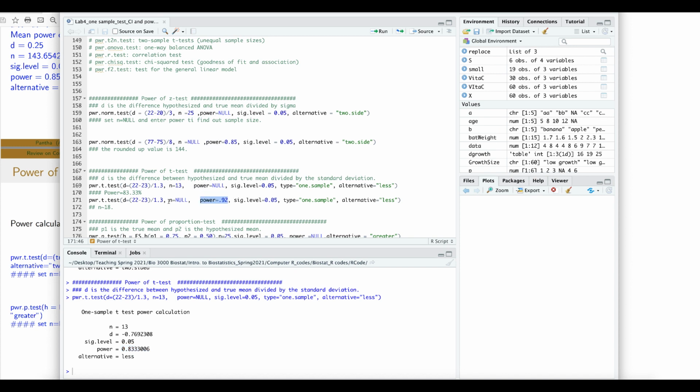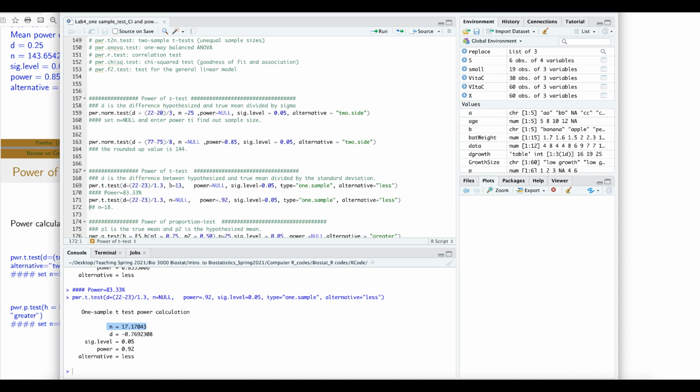Now, if you want to keep the power at 92%, what should be the sample size? To do that, you just keep the power equals 0.92, and then n equals null. If you run this, you will get the power is 92%. The sample size must be at least 18 in this problem. Okay, at least 18 should be the sample size if you want to increase the power.